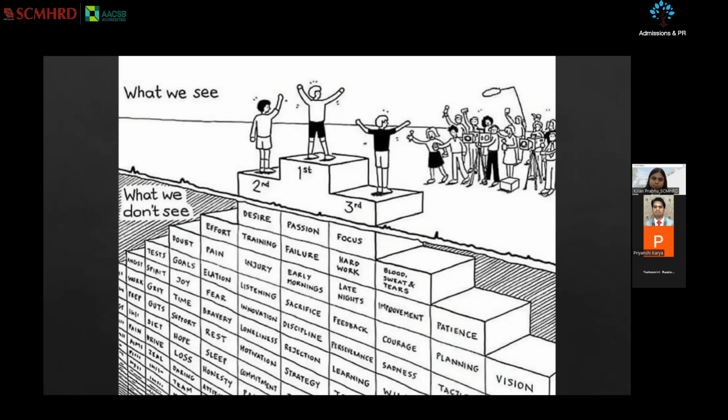If you could see the infographic, this is basically what the behind the scenes of a case study are. You get the first, second, third position, but beyond that, you have all these things: passion, focus, hard work, late nights. This is what actually goes into ultimately winning a case study competition.